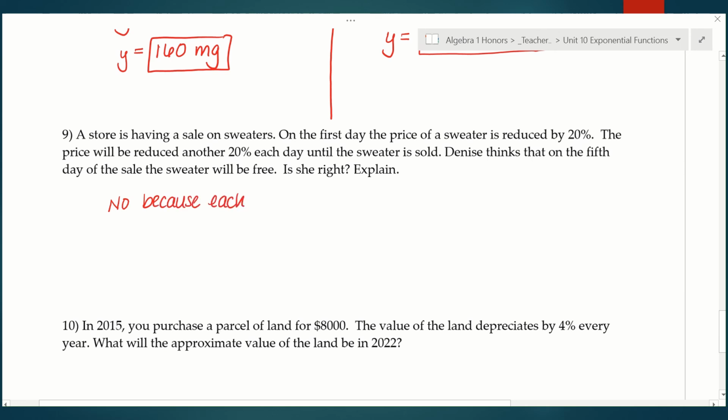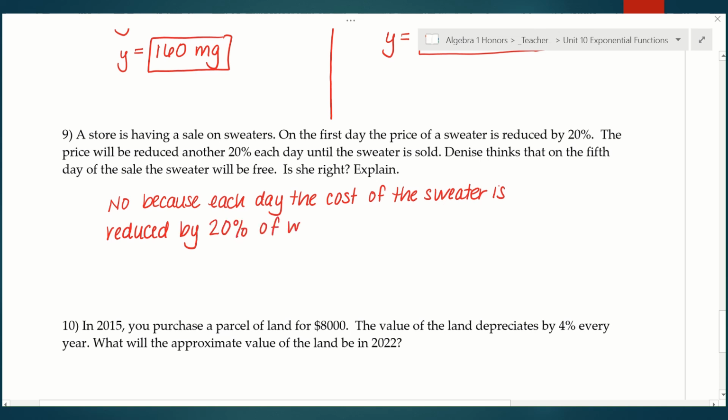because each day the cost of the sweater is reduced by 20% of what the cost was the day before. Okay, and I'm going to give you my little example here.